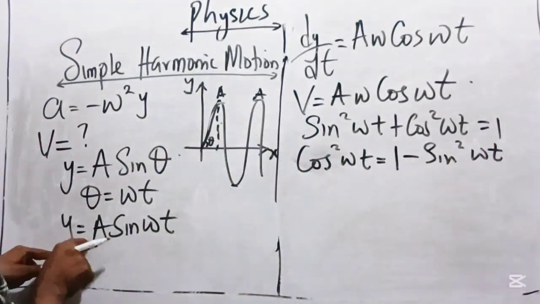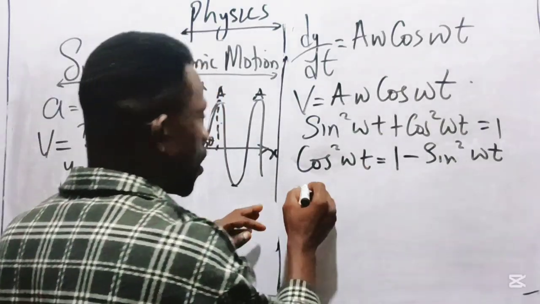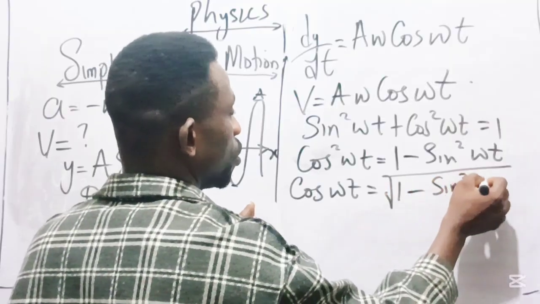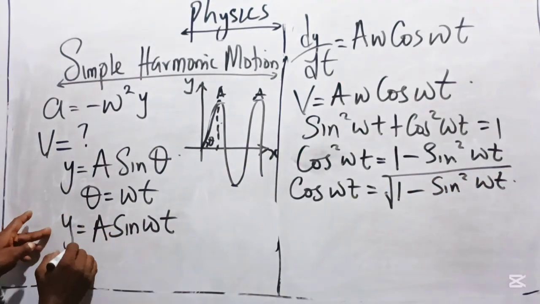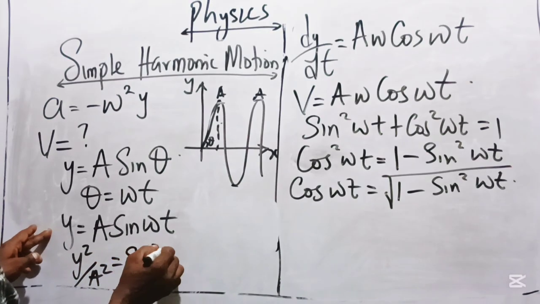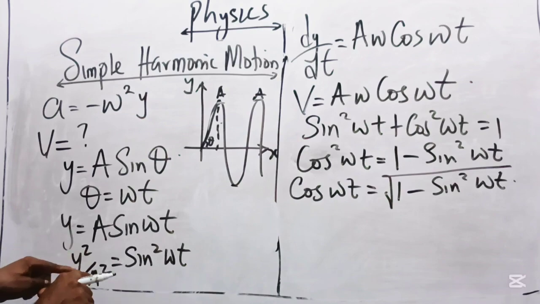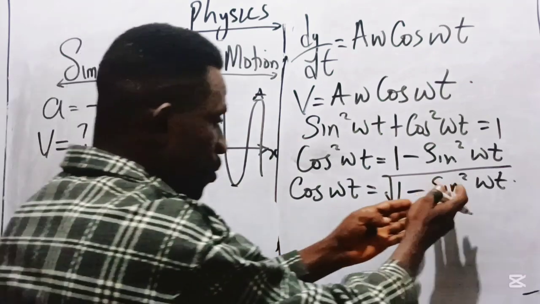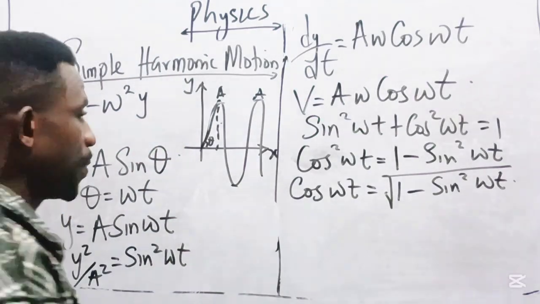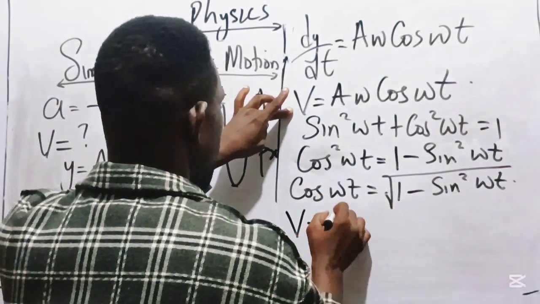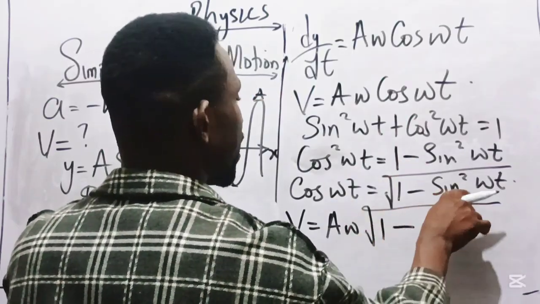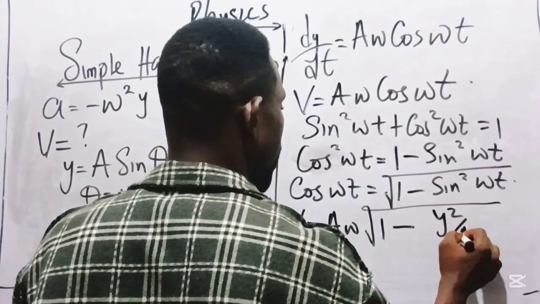But we already know that y is equal to a sine wt. So from here, we can say cos wt is equal to the square root of 1 minus sine squared wt. And we can square y. If we say y squared over a squared, we have sine squared wt. So we can substitute y squared over a squared for sine squared wt. Anywhere you see sine squared wt, replace it with y squared over a squared. Now this v, therefore, becomes a w cos wt, which is the square root of 1 minus sine squared wt, becoming y squared all over a squared.